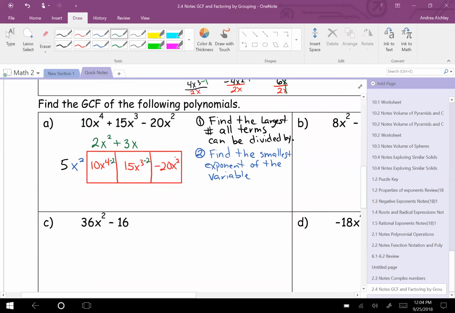So then the last one, we're going to divide the last one. So negative 20 divided by 5 is negative 4. And then x squared, I subtract it. And you get x to the 0 power. What's x to the 0 power? 1. So your x's just become 1. So 4 times 1 is 4.